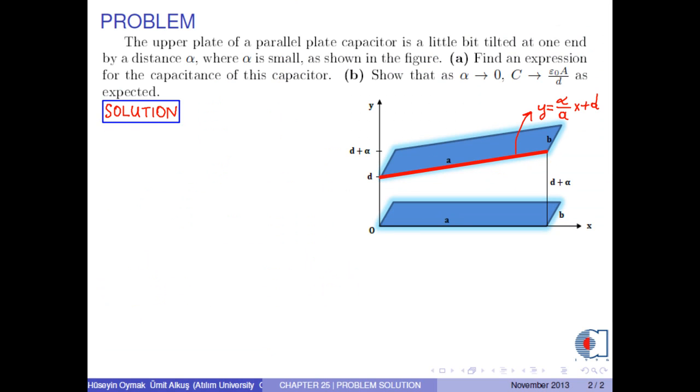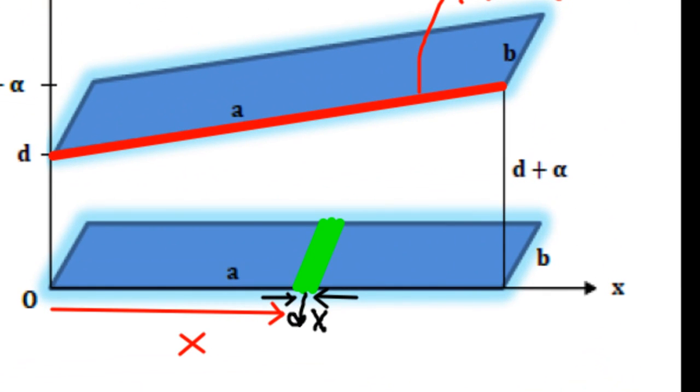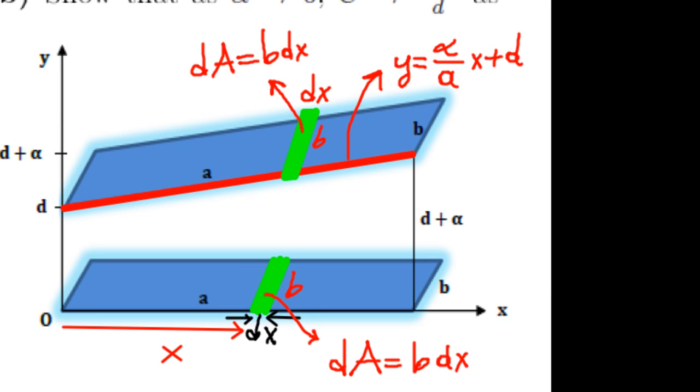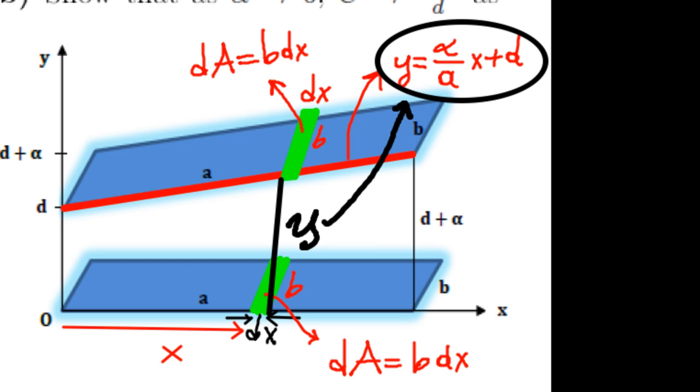Now for the below plate, at a distance x, let's take an infinitesimal length dx and take another piece on the upper plate parallel to this piece. Because the width of these pieces is b, the infinitesimal area dA is b times dx. And the distance between these pieces is y equals alpha over A x plus D.